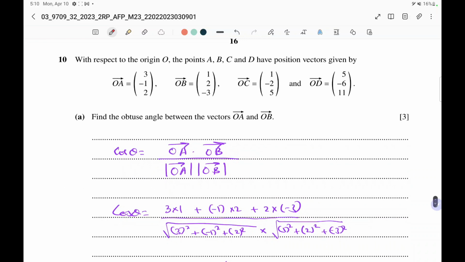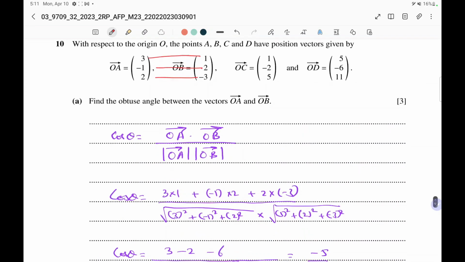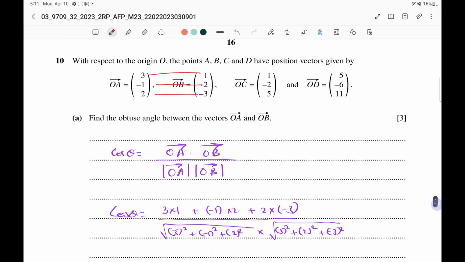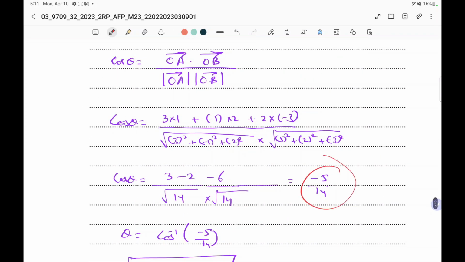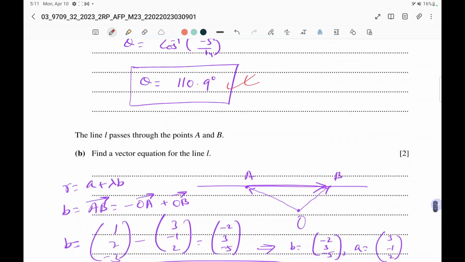With respect to origin, these are three position vectors available for A, B, C, D. Find the obtuse angle between OA and OB. So this is a very simple, straightforward question. The cos theta is OA dot OB over mod of OA mod of OB. So OA dot OB, just multiply 3, 1, minus 1, 2, and 2 times minus 3, and over the magnitudes, 3 square, minus 1 square, 2 square, and 1 square, 2 square, minus 3 square. Calculate, you will get minus 15 over 14. Now cos inverse of minus 15 over 14, 110.9.